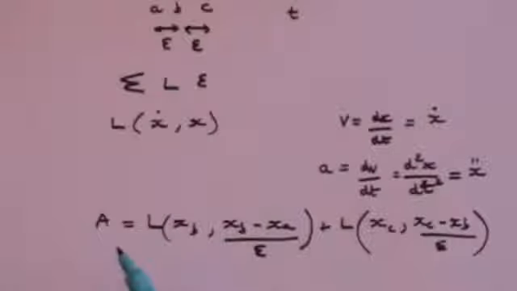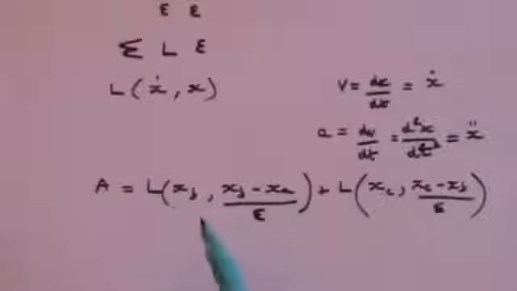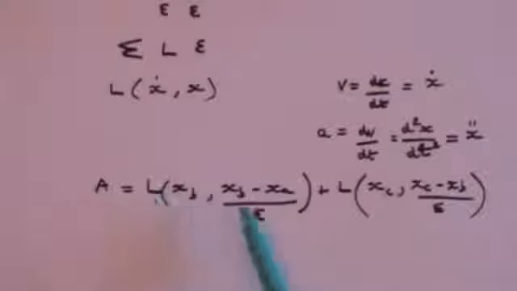So when we look at the action associated with this simple trip from A to B and B to C, we have to add up the Lagrangian associated with the journey from A to B with the Lagrangian associated with B to C. The Lagrangian going from A to B has xb as its final point, and the velocity, which is distance divided by time, which is xb minus xa over epsilon. And the Lagrangian going from B to C has as its position xc, and the velocity is distance divided by time, which is xc minus xb, finishing point minus starting point divided by time, epsilon.